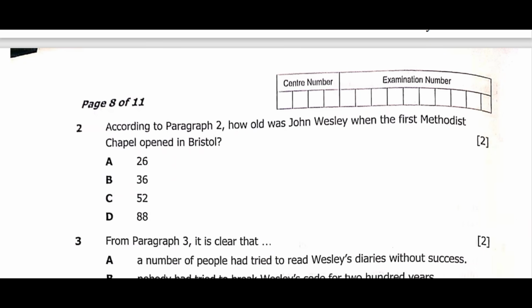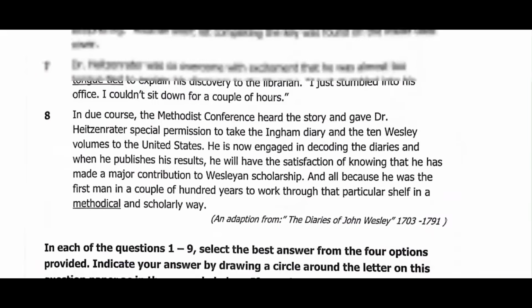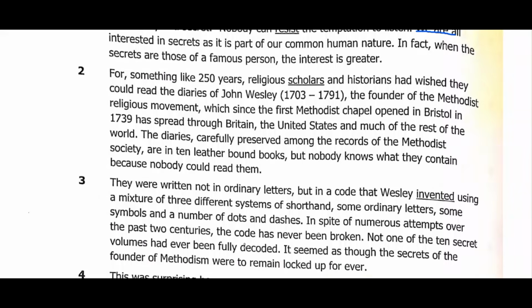Okay, so now let's move on. According to paragraph 2, how old was John Wesley when the first Methodist chapel opened in Bristol? So let's go to paragraph 2 so that we can find the answer. For something like 250 years, religious scholars and historians had wished they could read the diaries of John Wesley. John Wesley, born in 1703, died in 1791. The founder of the Methodist religious movement, since the first Methodist chapel opened in Bristol, so the first time the Methodist chapel was opened was in 1739.